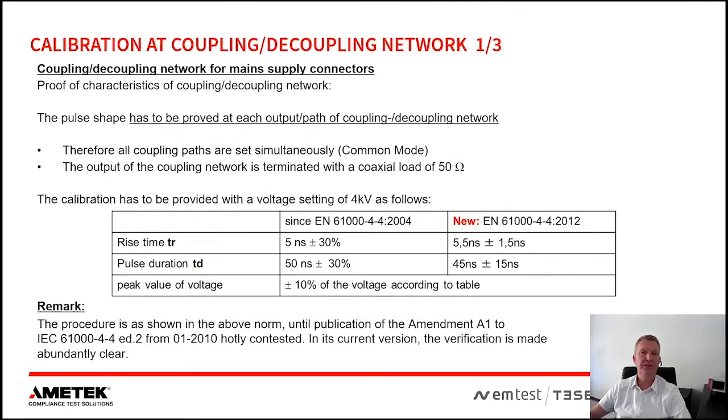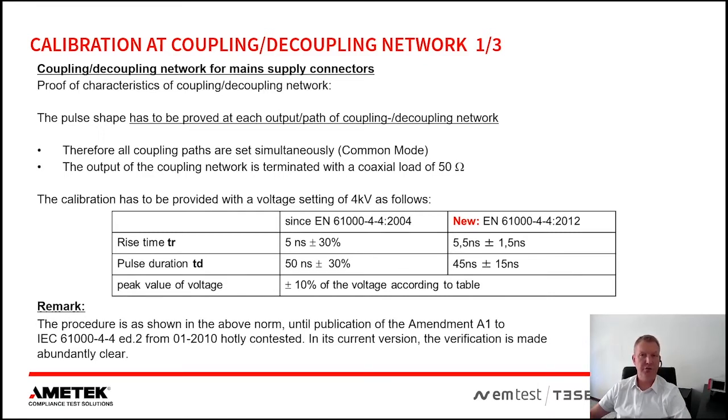The calibration of the coupled-decoupled network was completely unspecified before the release of the Burst Edition 2 in 2004. In the old Burst standard, we just had to measure the 50 ohm output with a 50 ohm coaxial load, and there was no calibration procedure for the output of the coupled-decoupled network. Since the Edition 2, we have to do this also at the CDN.